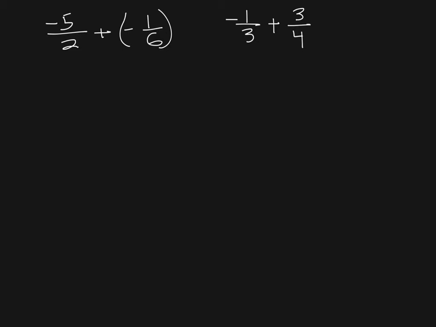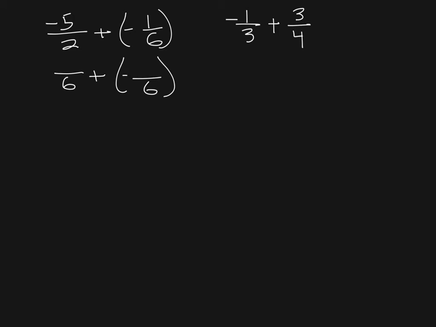Alright, we have 2 more examples here. We're going to do the exact same steps. So my first step, I want to find that common denominator. Now, I have 2 and 6 as my denominators, and you know what? I actually know that 2 goes into 6. So 6 is going to be my lowest common denominator. So I'm going to rewrite my fractions with 6 in the denominator.